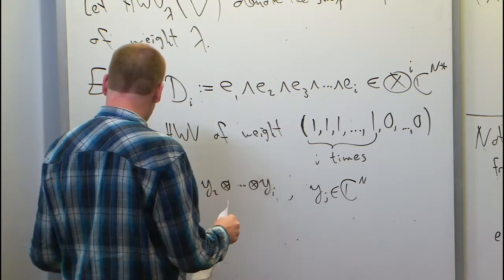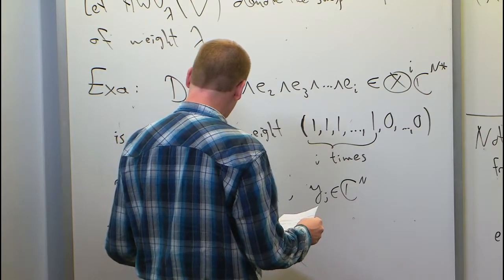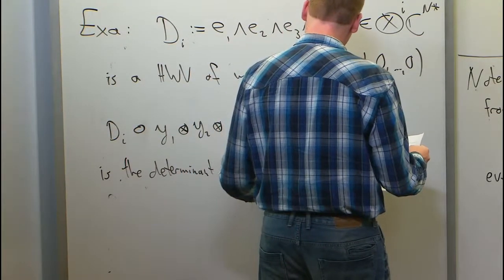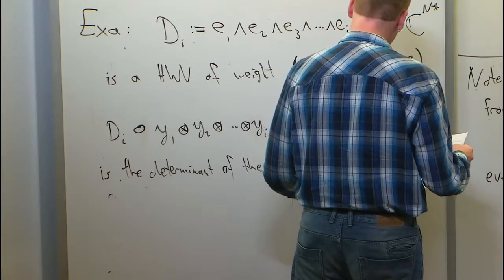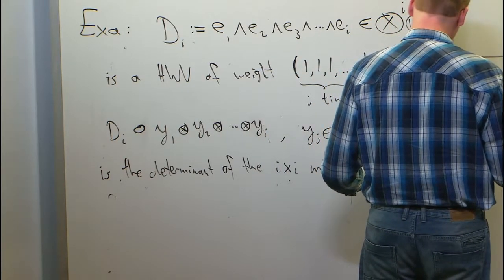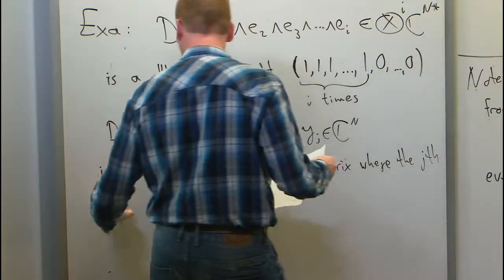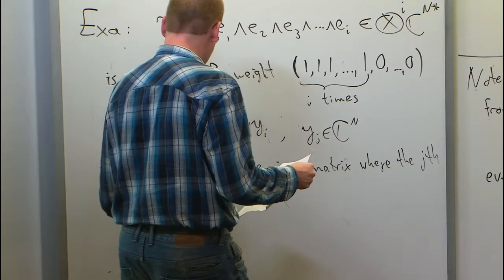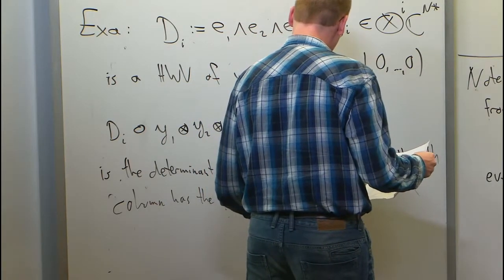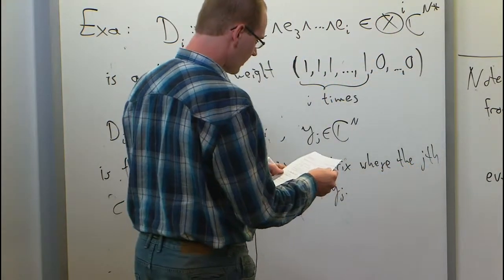So this is the determinant of the I times I matrix, where the jth column is the first I entries of y_j. Okay, so we get a square matrix.